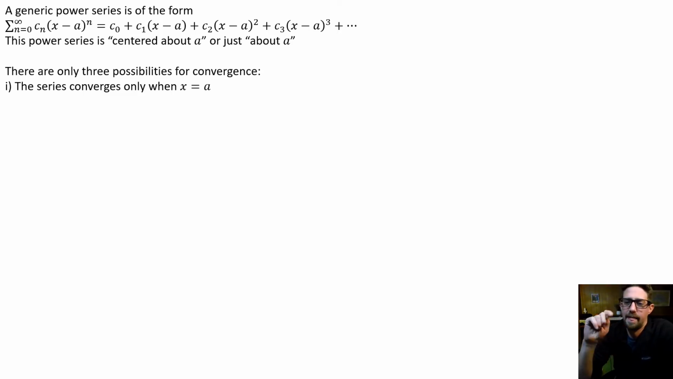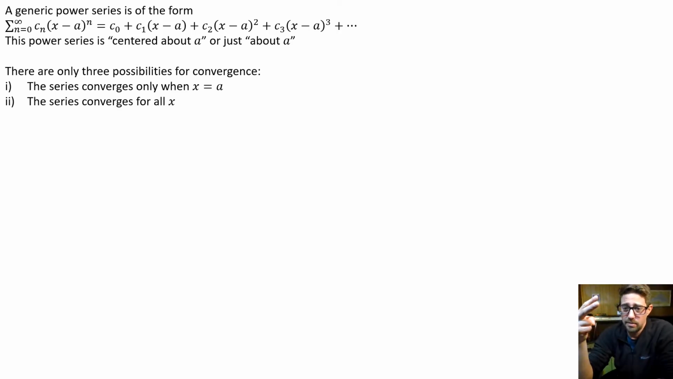There are only 3 things that can possibly happen here. The first thing that can possibly happen is it only converges when x is a exactly. And think about that. If x were a exactly in this, every one of these x minus a to a power would just be 0. So this is kind of like the trivial case. We don't really care about power series that qualify for this, okay? Because they're not interesting, because they're just C0. It's like finding a power series for just a horizontal line. Who cares?